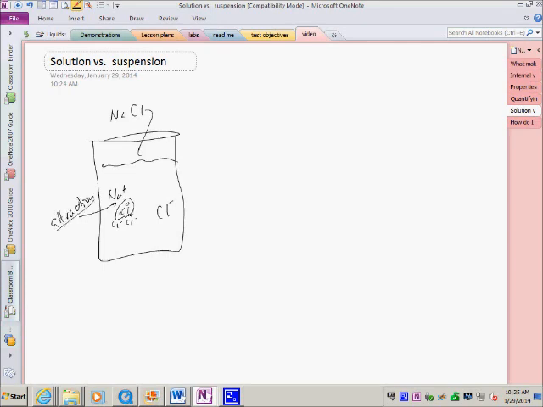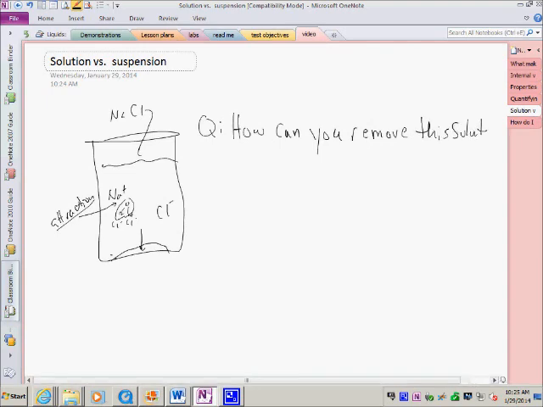Okay. Now, when this thing dissolves, obviously gravity can pull on this thing and pull them down to the bottom. If it's stuff staying at the bottom, you'd see that it is fully saturated. But how can you remove this solute? Question.